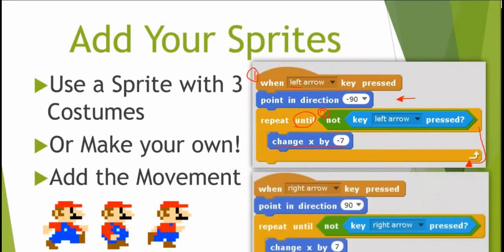Well, let's have a look at the right arrow key being pressed. So in this case, we're doing the exact same steps again. We're using point in the direction of 90 degrees. Then we're going to repeat until we are no longer pressing the right arrow key. And we're going to change X by 7 this time.